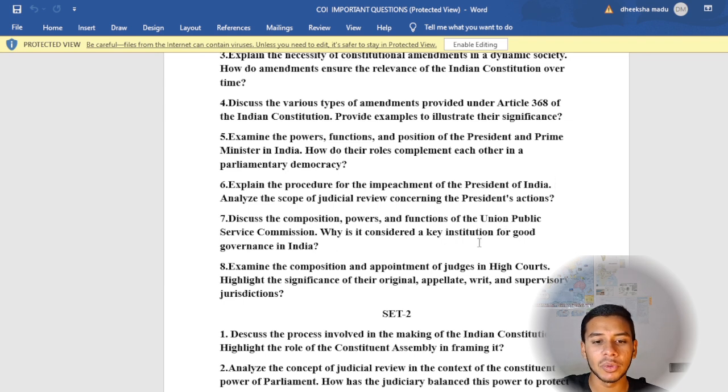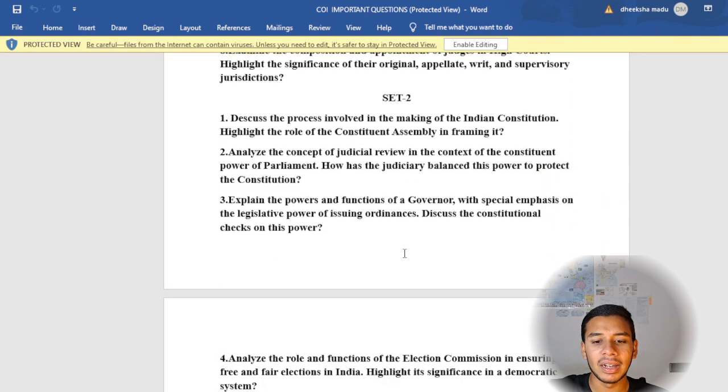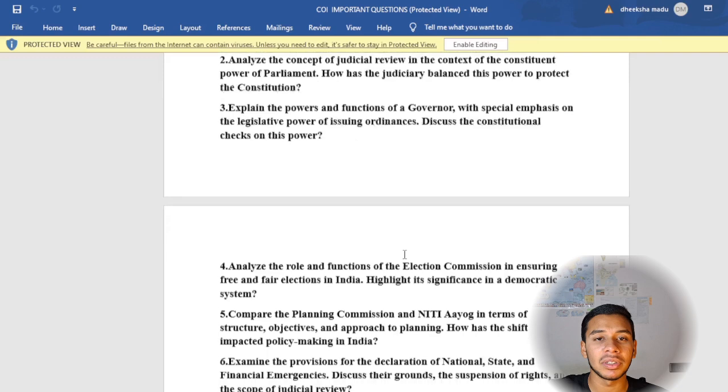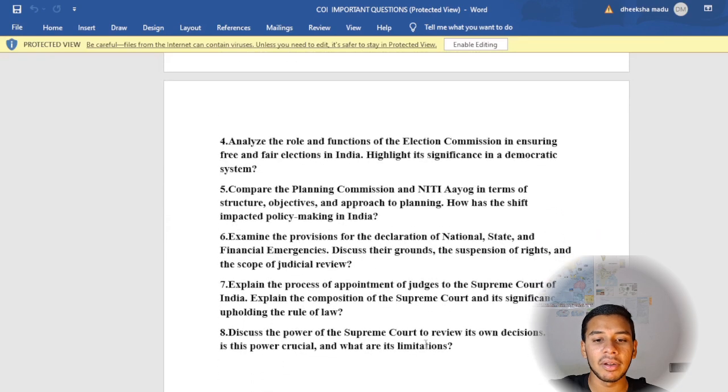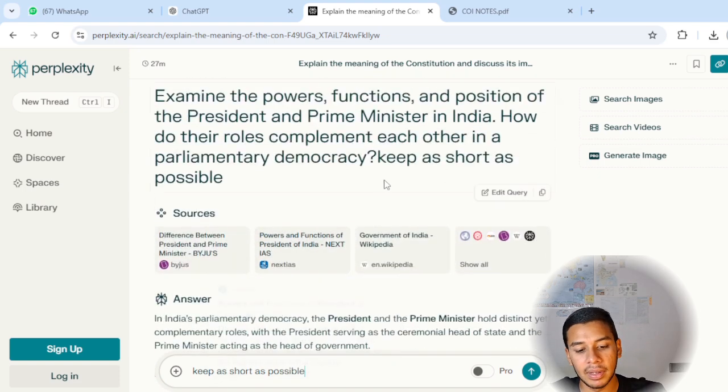Also UPSC. I think most of you guys know about UPSC, the Union Public Service Commission: why it is considered a key institution for good governance in India. Let's dive into the second two. Let's check into the set 2 paper. Discuss the power of the Supreme Court to review its own decisions. I think you guys can write about the Supreme Court. You know about the Supreme Court. Explain the process of appointment of judges to the Supreme Court of India. Explain the composition of the Supreme Court and its significance in upholding the rule of law. Let's continue with this one. This is the nice one.